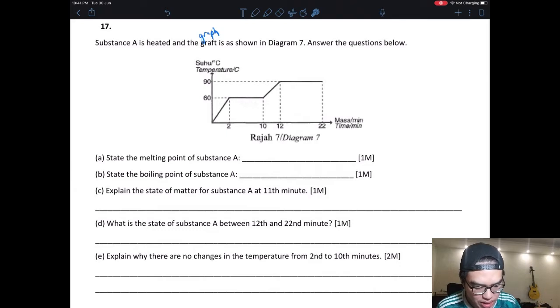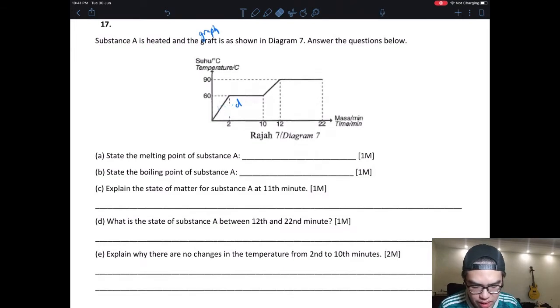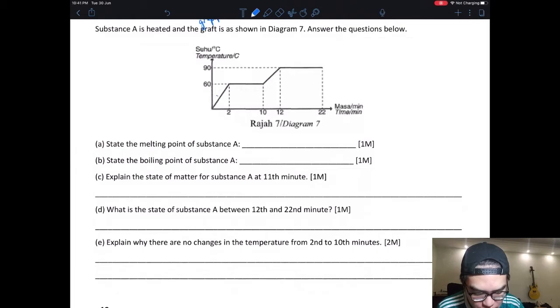This is solid. No, I don't think this is solid. This is liquid. You know what, they didn't mention anything here, but never mind. Let's assume this is solid. Here is solid plus liquid, and then here is liquid, and then here is liquid plus gas.